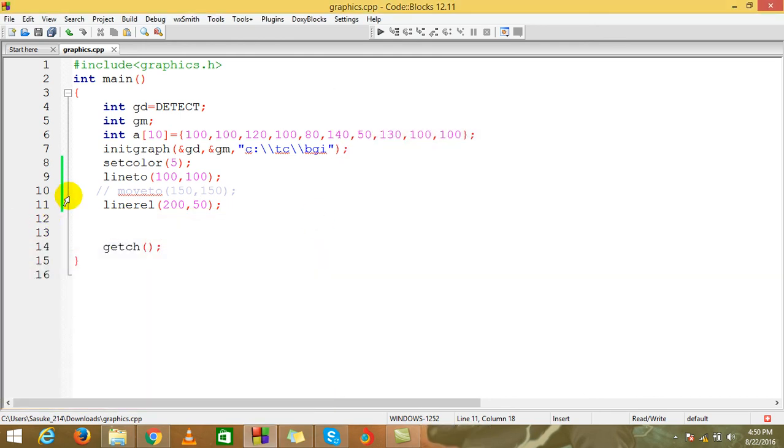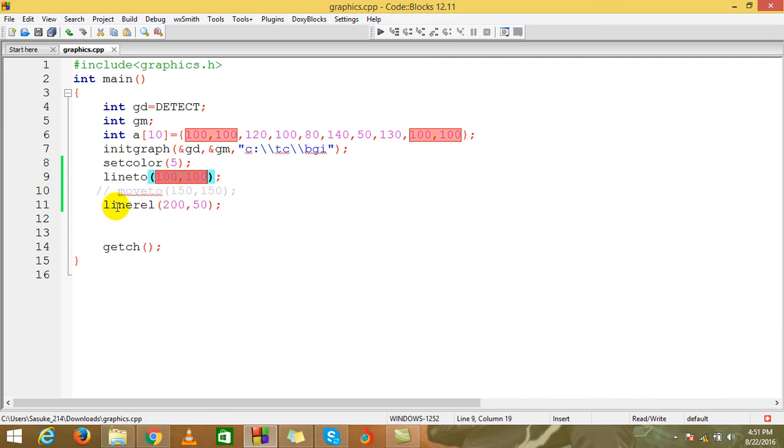Now what is lineto doing actually? It will create a line from the starting position of the screen, or wherever the cursor is at the current position, to the argument we have given. So here we are giving the ending argument, or last argument. And what does linerel do? It also does the same thing, but it does not do one thing which lineto does. Lineto, after drawing a line, will take the cursor to the arguments we have given. So once it has drawn a line from 0 to 100, 100, it will take the cursor to 100, 100. So whenever we draw a line again, our line will be drawn from the point 100, 100.